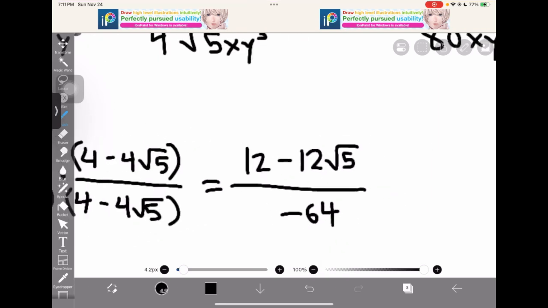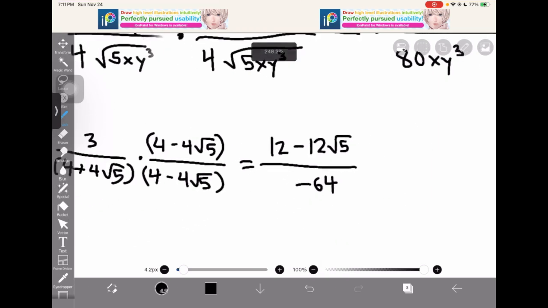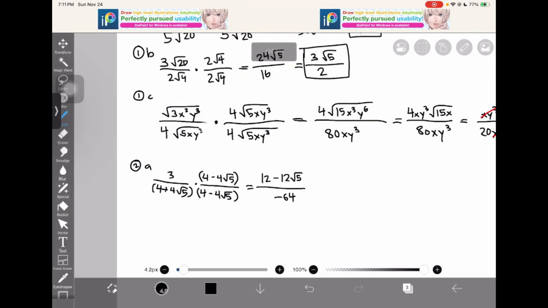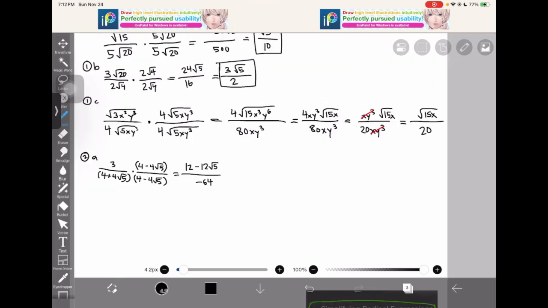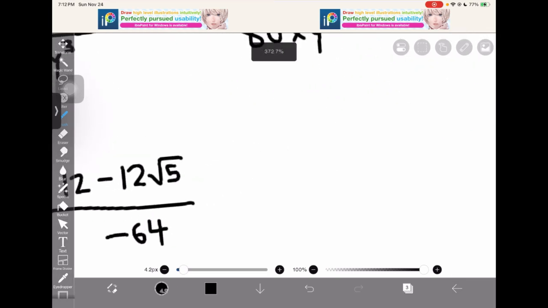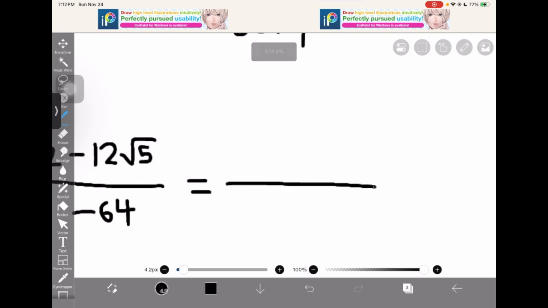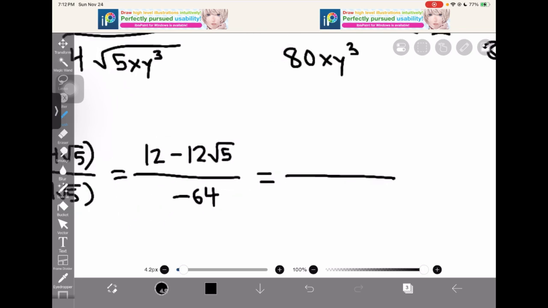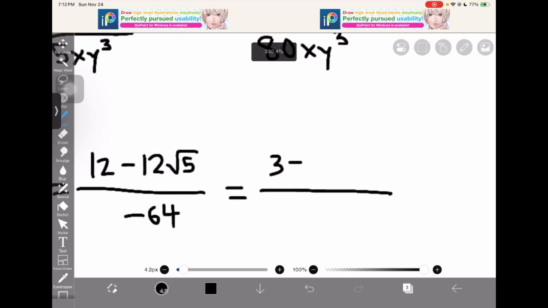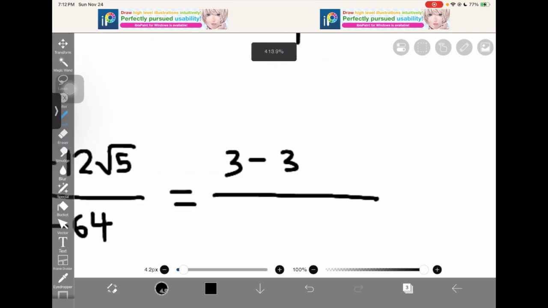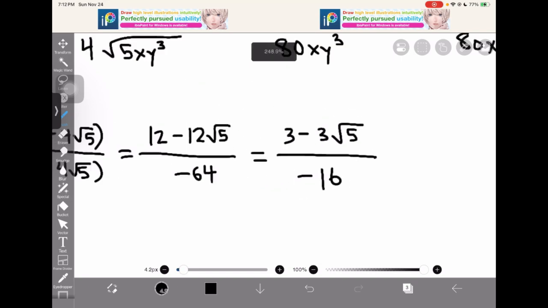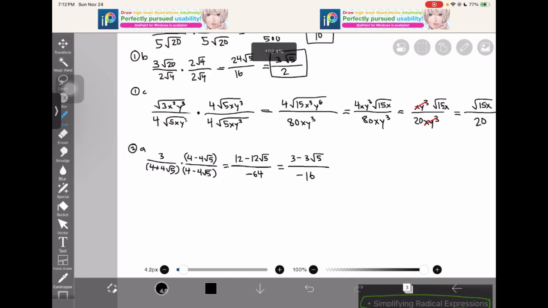Okay, so is this the final answer? Yeah, I think this is the final answer. Let me just check to make sure it's correct. Okay, this is already the correct answer, but we just have to simplify a little bit further. These are all divisible by 4. So it's going to be 3 minus 3 square root of 5 over negative 16. And that is the final answer.